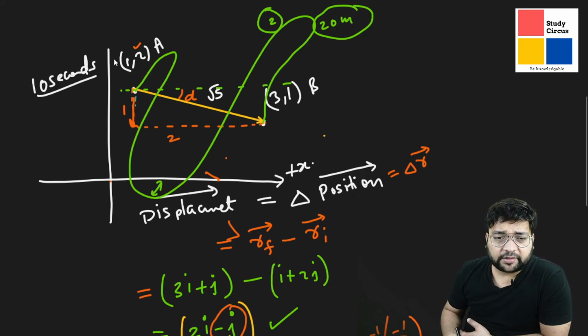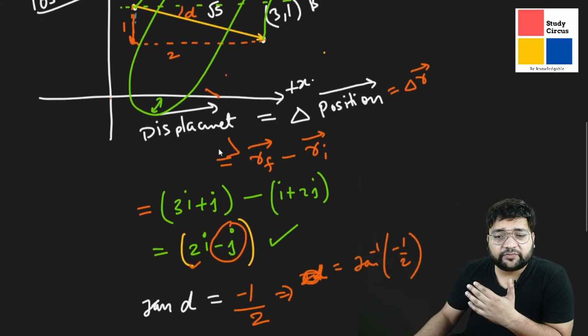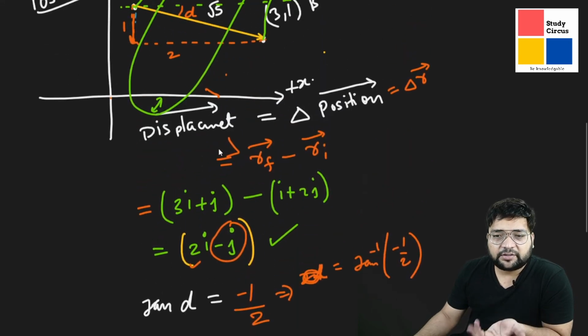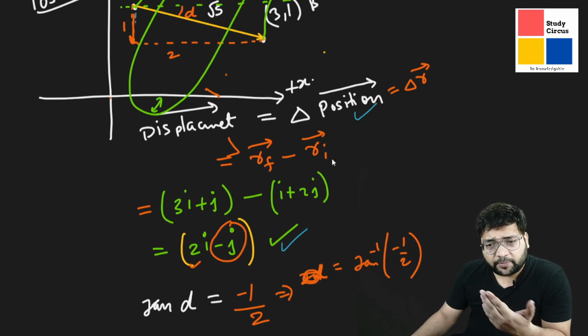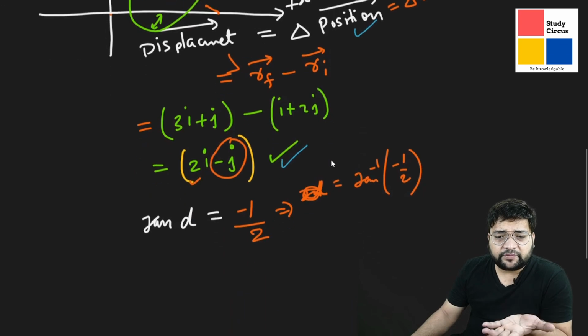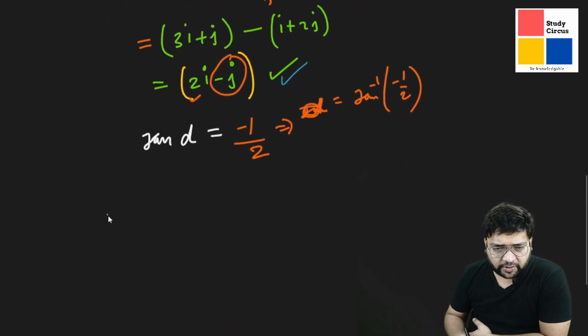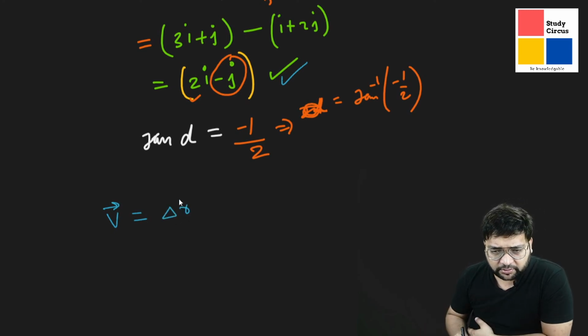Okay, what is the velocity? Velocity is the rate of change of position with respect to time. What is the change of position? That is the displacement. We have found out this is the displacement. Change of position upon the time interval that it has taken for that position change is velocity. So velocity is a vector, and it has the same direction as the change of position vector.